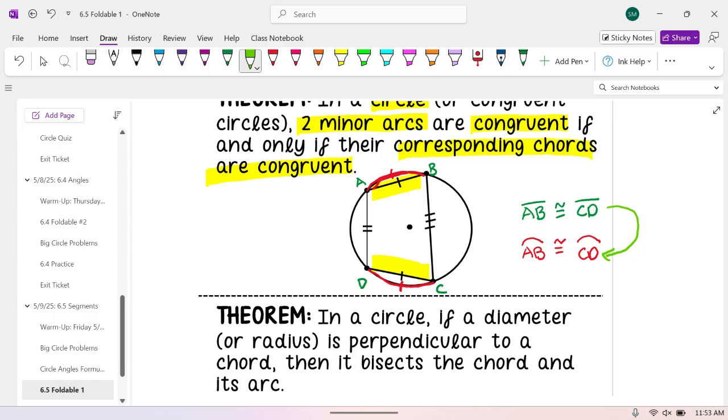That also works in reverse. If you have congruent arcs formed by two segments, that means those two segments are congruent. So it works in reverse as well.